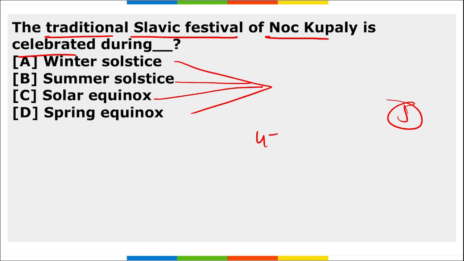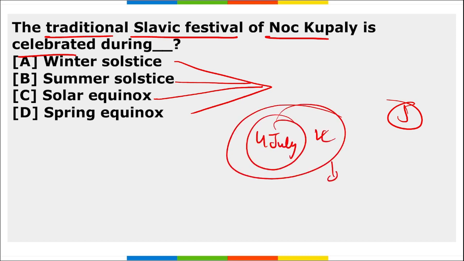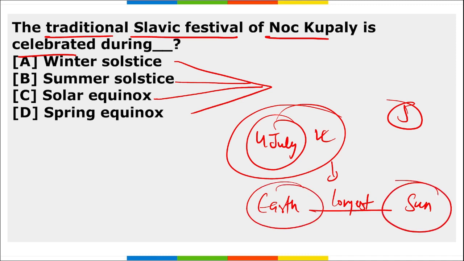Also friend, recently on 4th of July, what did we observe? Can you tell me? It was the day on which the earth was at the longest distance from the sun. Earth was at the longest distance from the sun. Alright, this is your fifth question. And I want someone to definitely tell me when do we observe winter solstice, summer solstice and spring equinox. Alright, so friends, that's all for the day.